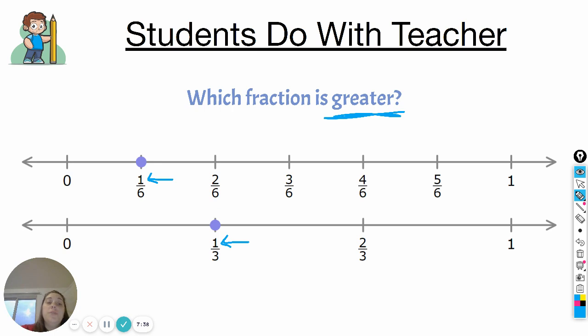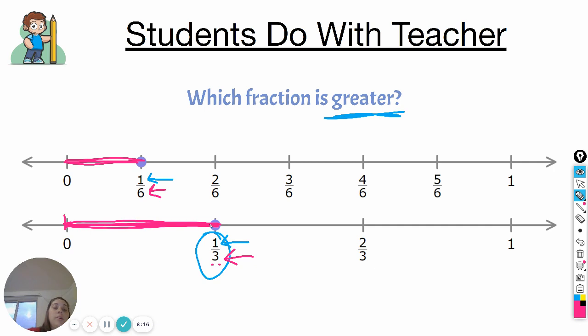Okay, so which fraction is greater, or which one's farther away from 0? You should have written 1/3. The denominator is smaller, which means the pieces are bigger, okay? So 6 is bigger than 3, which means we have to break it into more pieces, which means each piece is smaller. So even though we have one piece of each number line, the thirds piece is bigger, so it will be farther away from 0.